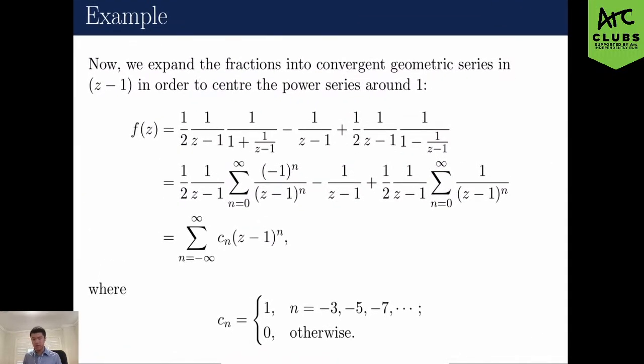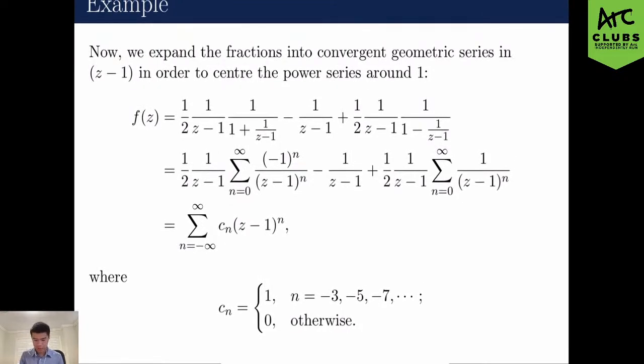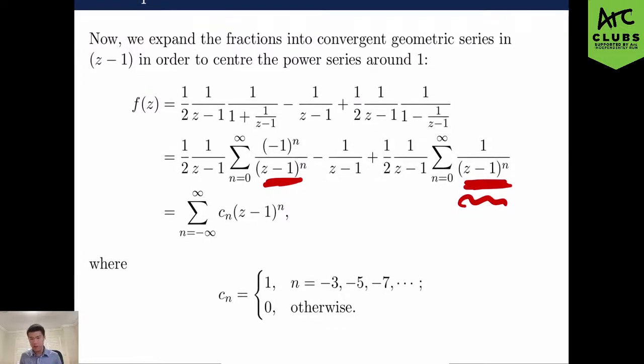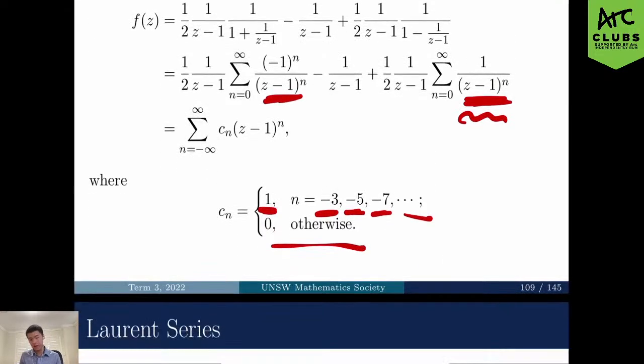It's actually exactly the same as what we just did, except they formalized it by grouping the terms together. So you've got a bunch of terms with z minus 1 to the power of n. And so what you do is you just consider the coefficient of each term, and if you do that manually, you'll figure out that it's equal to 1 in the cases where n is equal to minus 3, minus 5, and so on, but 0 in all other cases. And that's that example done.